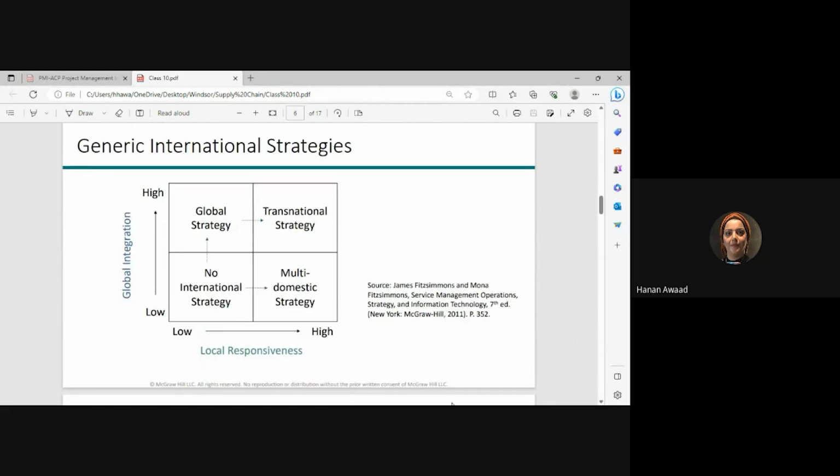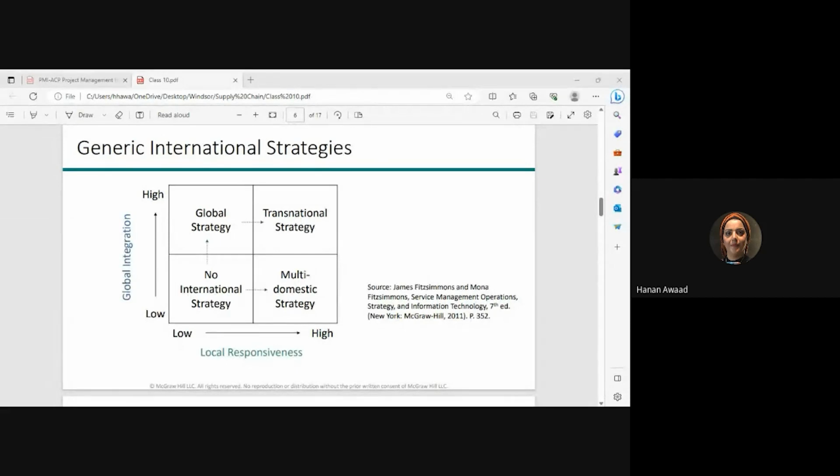This is the $10,000 slide of today's class. This matrix. There are different strategies that companies apply when it comes to their supply chain. And there are two dimensions here: local responsiveness and global integration. How easily and quickly we can respond to local markets, and how easily we can integrate all the partners within the supply chain.